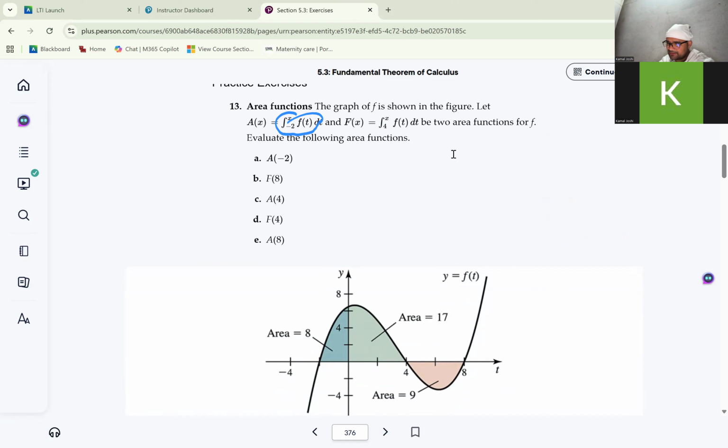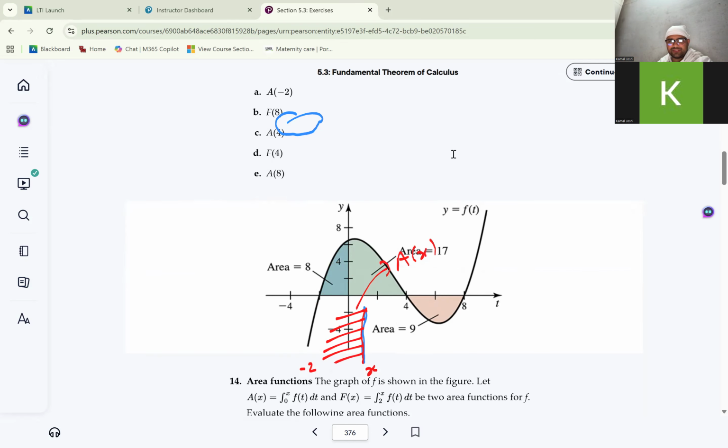For example, if my x is, let me use a red color. If my x is here, then A of x represents this, like that. Okay, area starting from -2. This point here is -2. That is A of x. And what is F of x? Area from 4 to x. So this. Now, generally, I'm going to take x as a positive value.